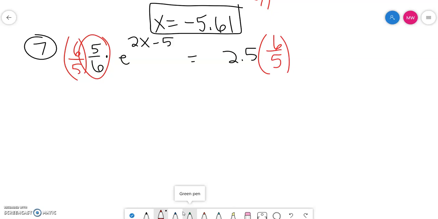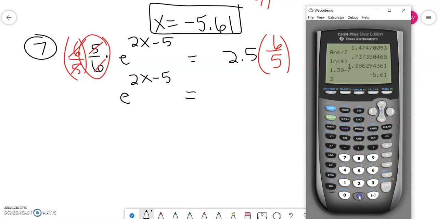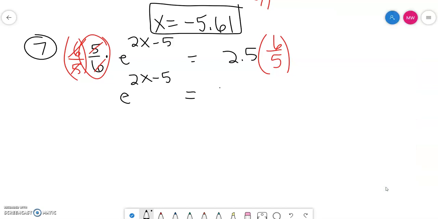And the reason why this works, on the left, if you have a 6 on top and a 6 on bottom, they cancel out. If you have a 5 on top and a 5 on bottom, they cancel out. So that's what makes that fraction go away. So now we have e to the 2x minus 5 power left over. And on the right-hand side, I need to multiply this. This is going to be 2.5 times 6/5, which is 3. All right, so we got rid of the number out front.